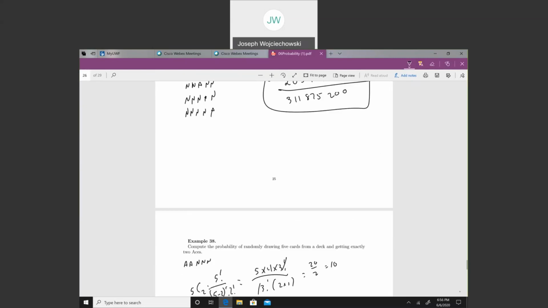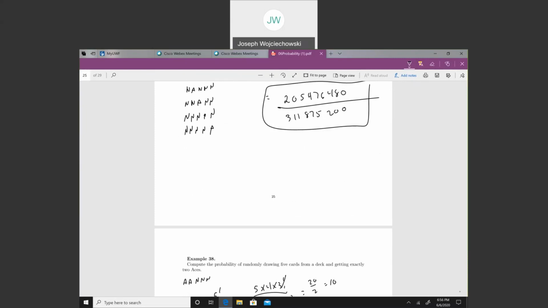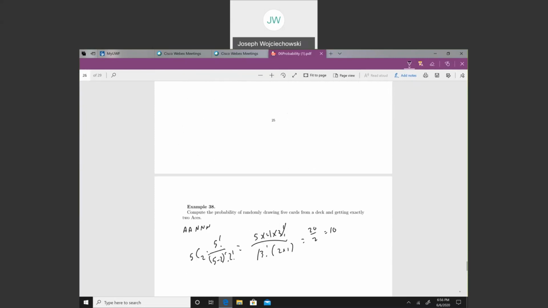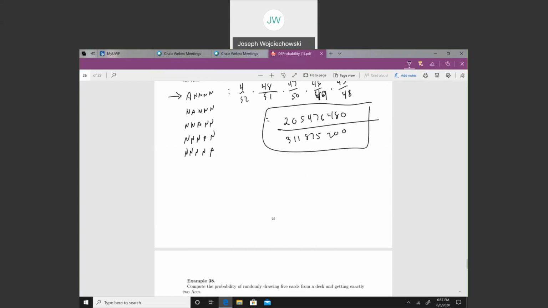Well, the probability of getting 2 aces, we could get the first one an ace and the second one an ace. The probability is going to be the same no matter what order they come in. Then we have 48 non-aces left, 47 out of 49, and 46 out of 48. What was that bottom?